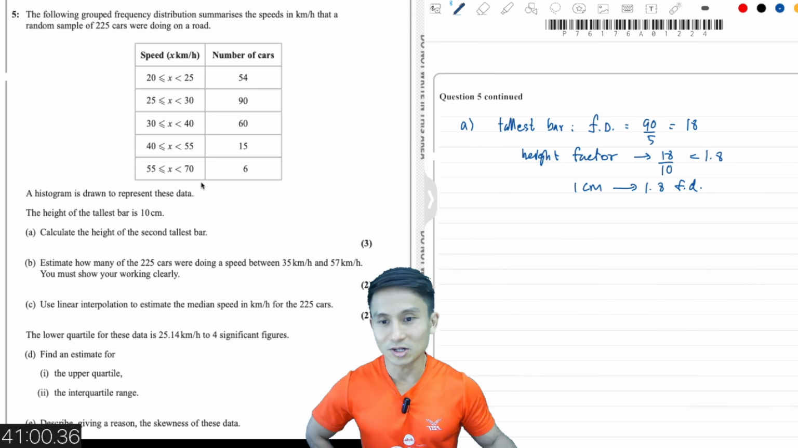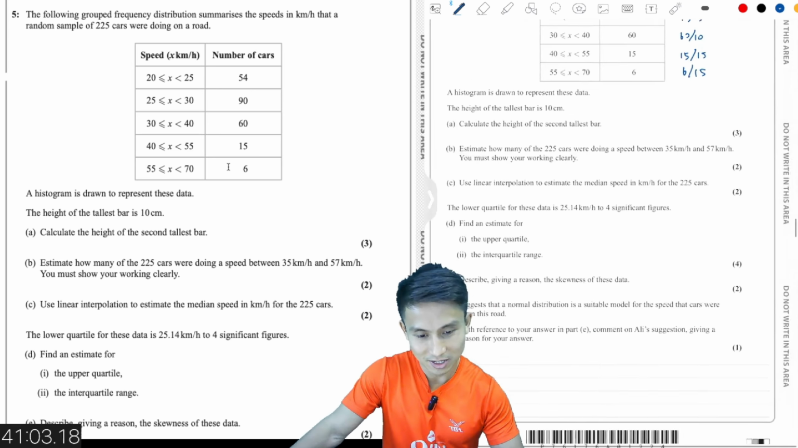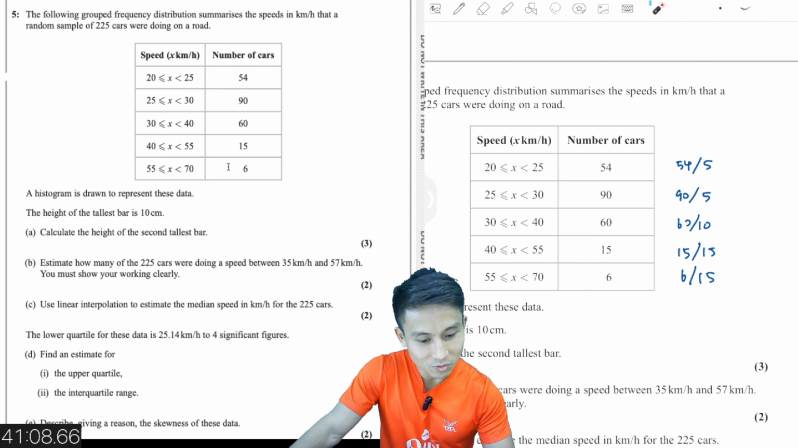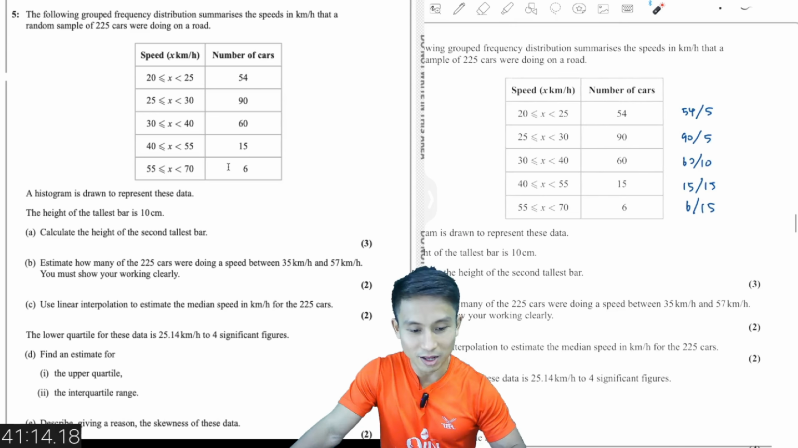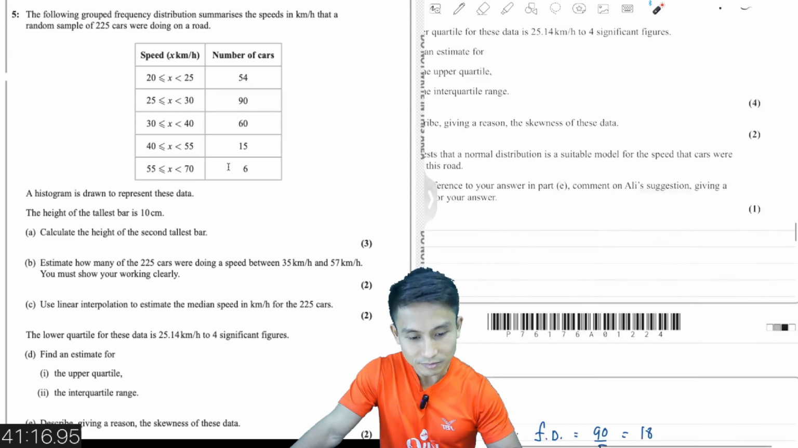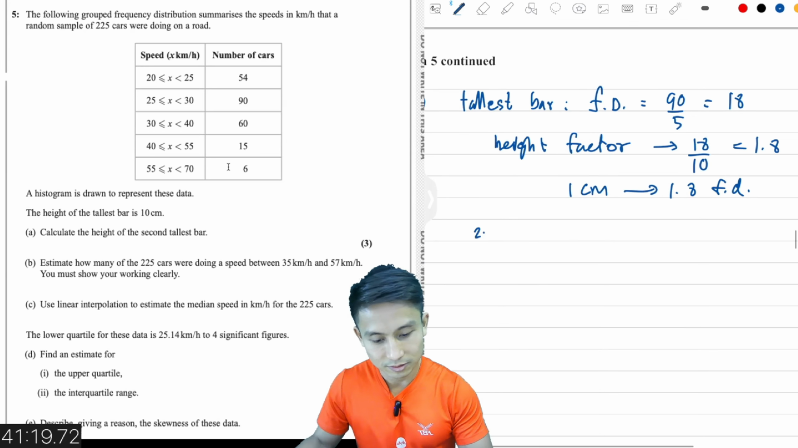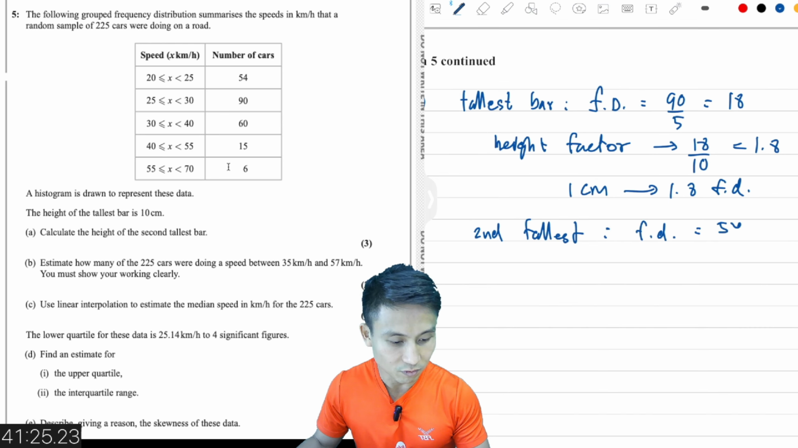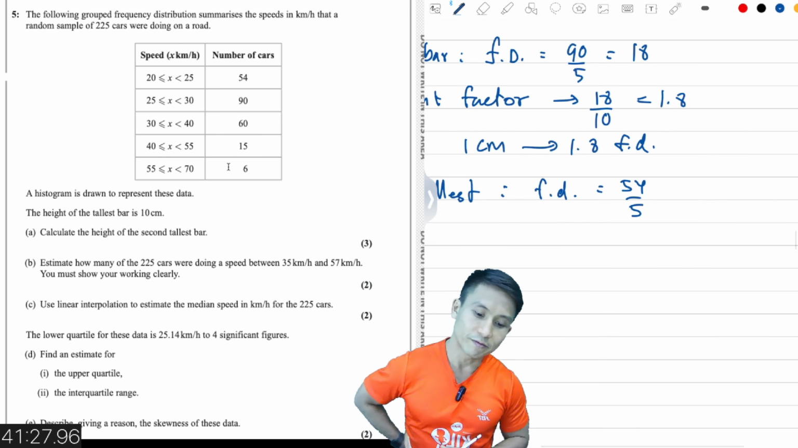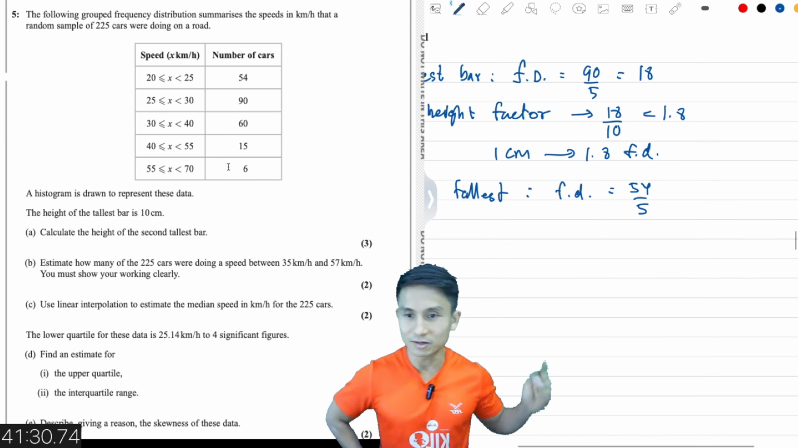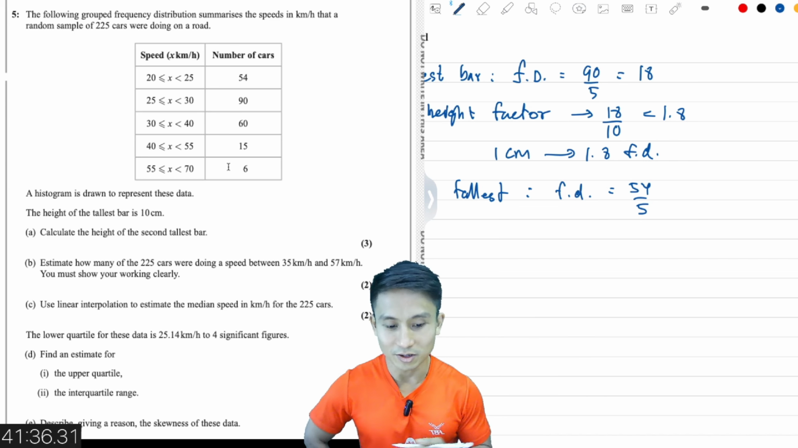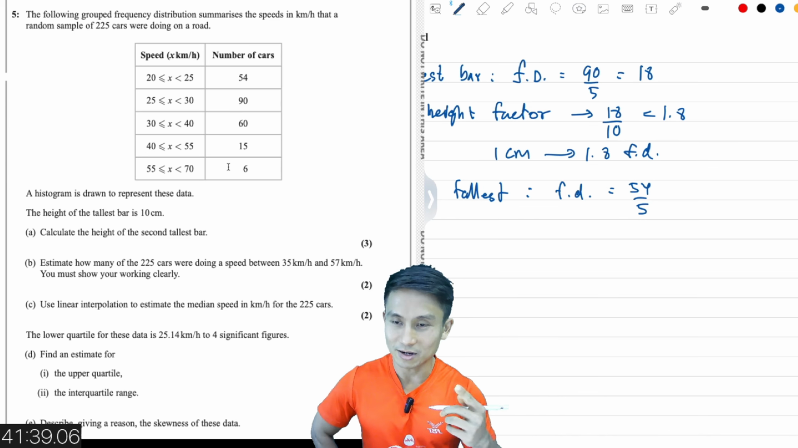All right. So the height of the second tallest bar would be the one that has the second highest frequency density, which I think is this one, right? We got this one. 54 over 5, isn't it? Yeah. So second tallest. So frequency density is 54 over 5. Yeah. So if we want to find the height in centimeters, we got to divide by 1.8, right? Because 18 divided by 1.8 gives you 10 to be the height.